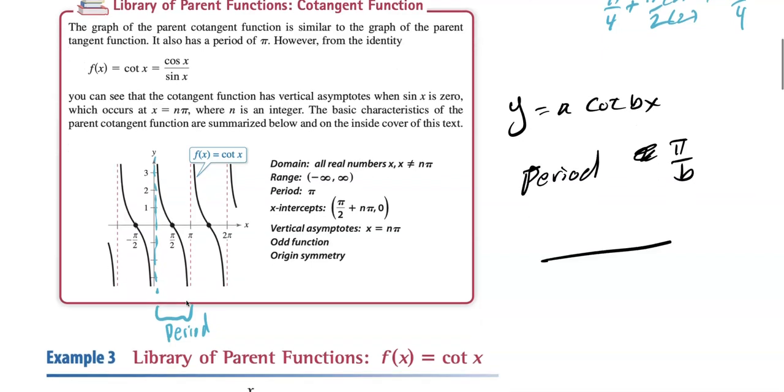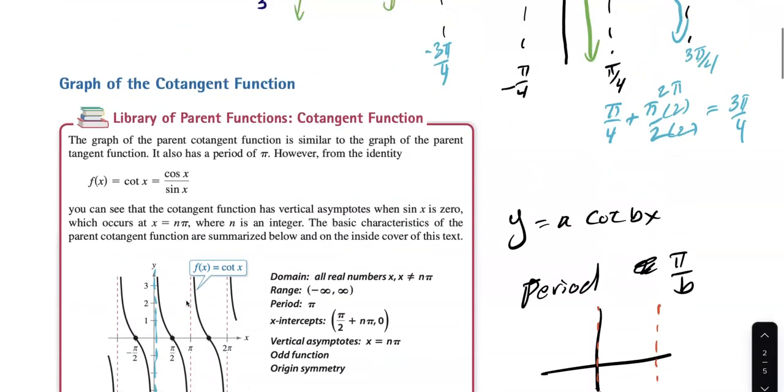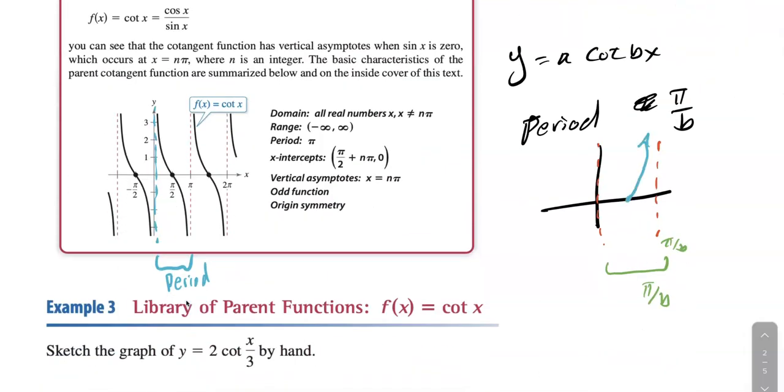And then the basic graph, my asymptote is here. My other asymptote is there. And from here to here is pi over b, which makes this point right here pi over b. So you don't have to cut it in half for a cotan graph.